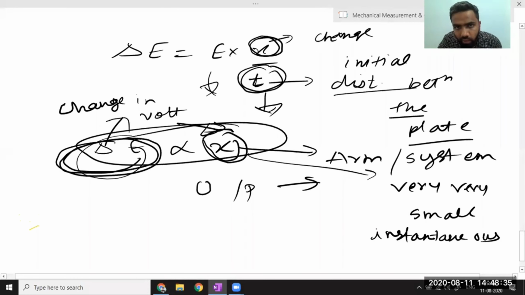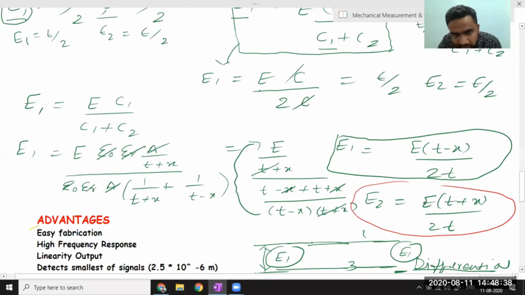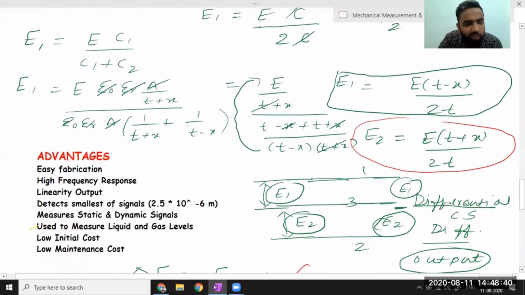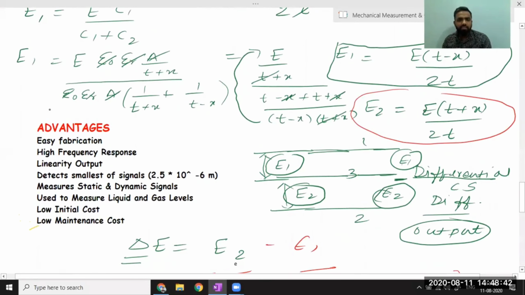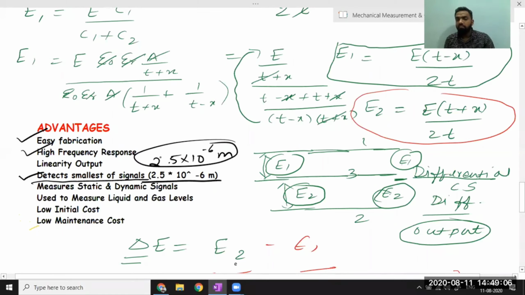Okay. Now I'll just read out some advantages. There are limitations also, but we are looking for advantages. First, it is very easily fabricated. Second, it has high frequency response. High frequency means you can even measure the smallest of signals. It can measure even a signal of the range 2.5 into 10 raised to minus 6 meter. I hope you're getting, this is as small a displacement as possible.